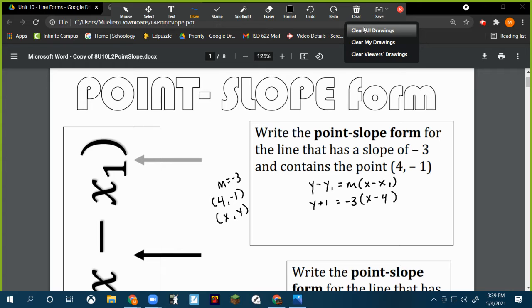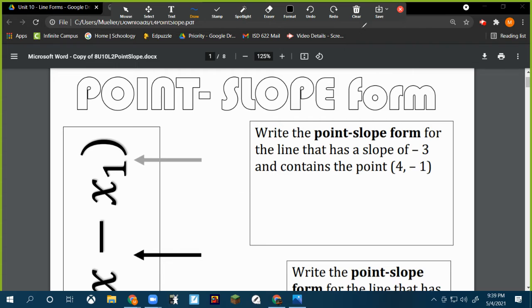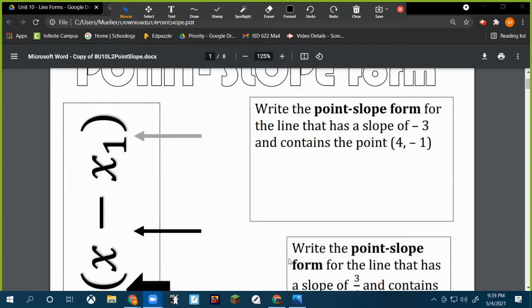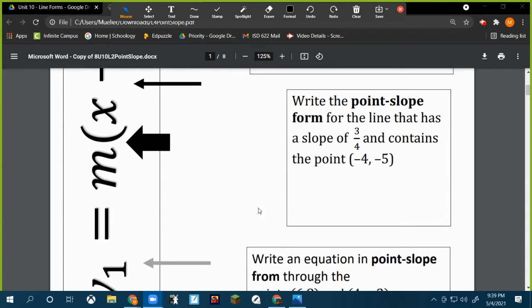I'm going to clear it out here because I got to scroll, and I'm using a different program today that doesn't let that scroll with me. Let's look at the second problem here. Write the point slope form for a line that has a slope of 3/4 and contains the point (-4, -5). Again, our slope is 3/4. Our coordinate is -4, -5. That's an x and a y again. Y minus y1 equals m times x minus x1.